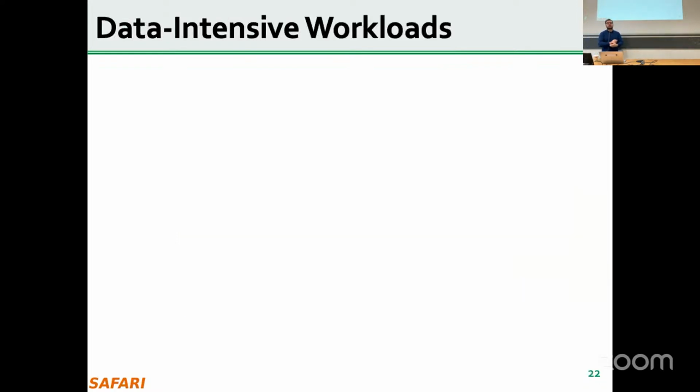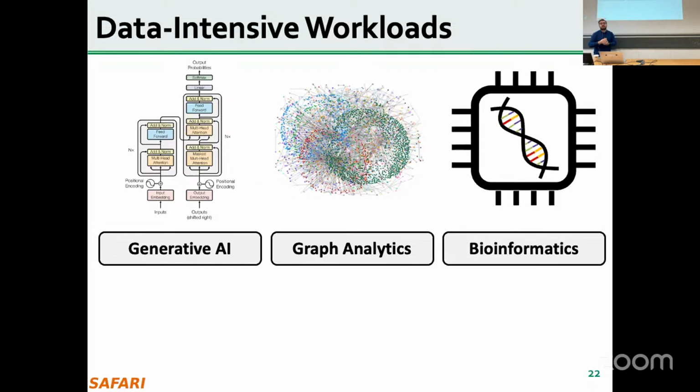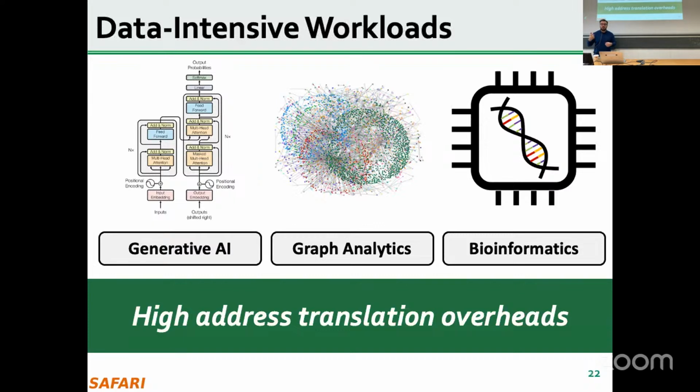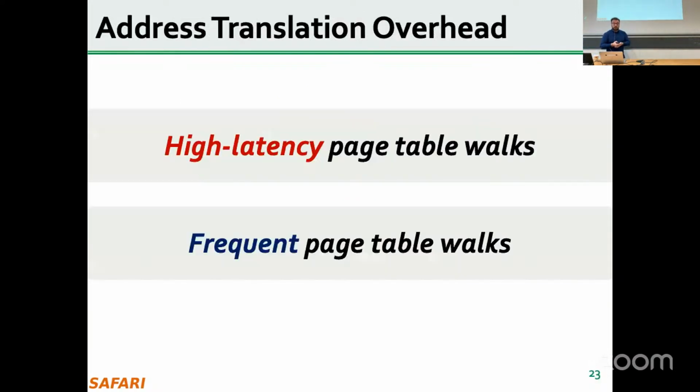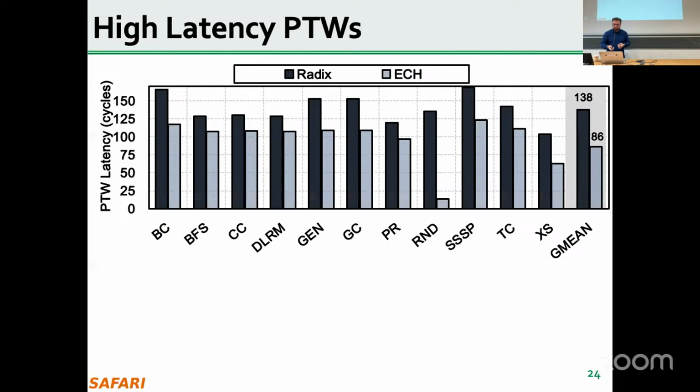Let's talk about the address translation overheads right now after we covered this whole background. We have many data-intensive workloads, generative AI, graph analytics, bioinformatics workloads, which cause very high address translation overheads. The process that I showed before costs a lot in these workloads. We have high latency page table walks and very frequent page table walks, which is a result of the irregular memory access patterns that we see in these workloads.